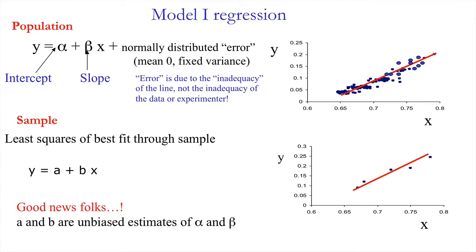Well, there's some good news. If we define the line of best fit in terms of one which minimizes sums of squares of deviations, then because we're prepared to assume normally distributed error, it turns out that a and b are unbiased estimates of the coefficients alpha and beta, which is great.